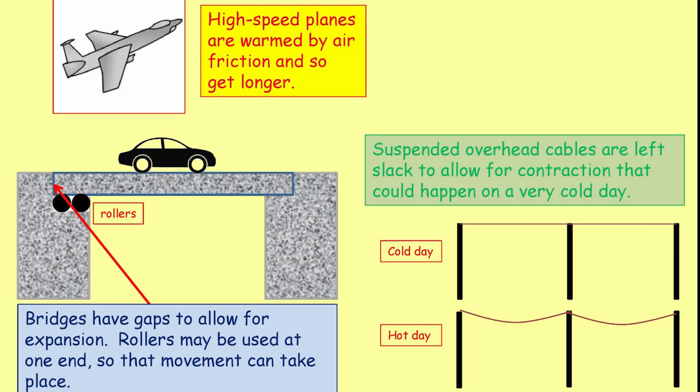Examples of thermal expansion. High-speed planes are warmed by air friction and so get longer. Suspension overhead cables are left slack to allow for contraction that could happen on very cold days.